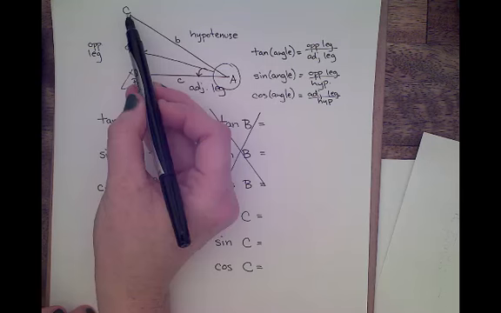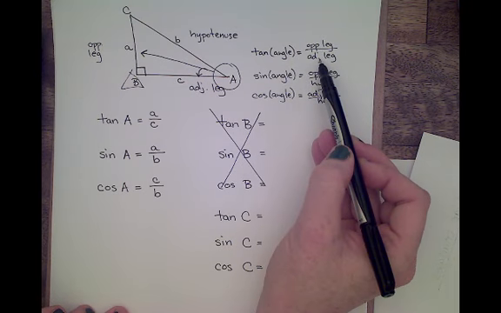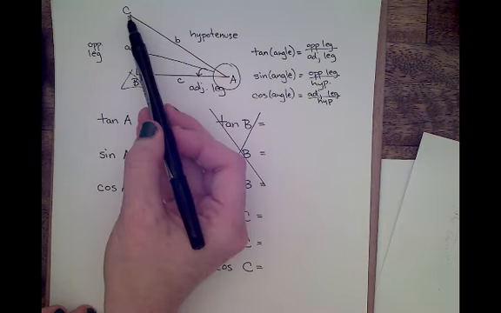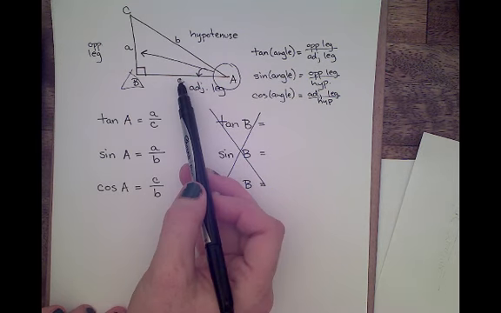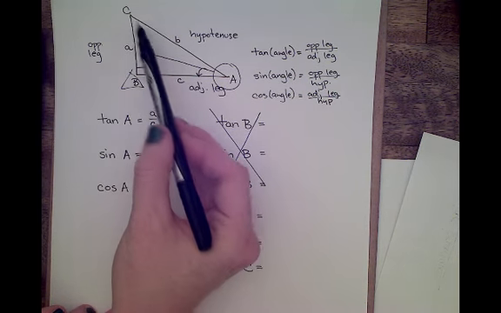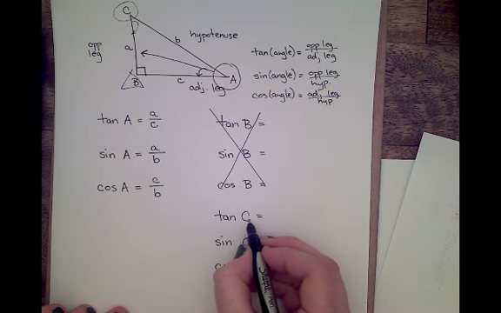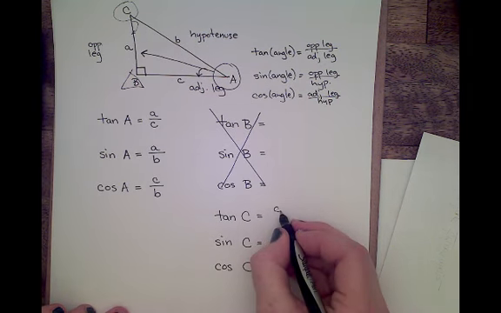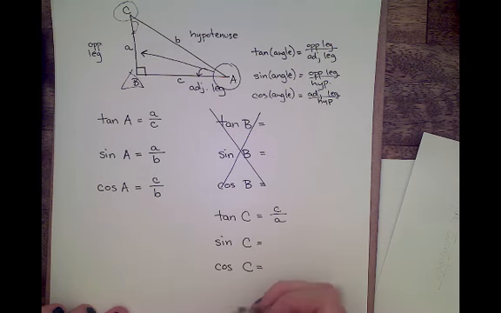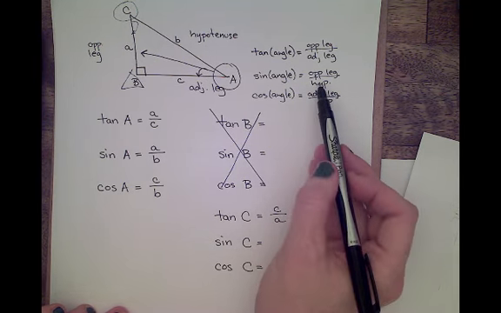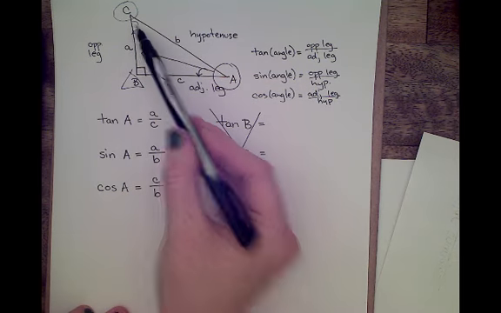Now, if we take a look at angle C, which is over here, tangent is still opposite over adjacent, but in this case, little c is now the opposite leg, and the adjacent leg is little a. So this ratio is going to be c over a. The sine of angle C is going to be the opposite leg over the hypotenuse, which is c over b.